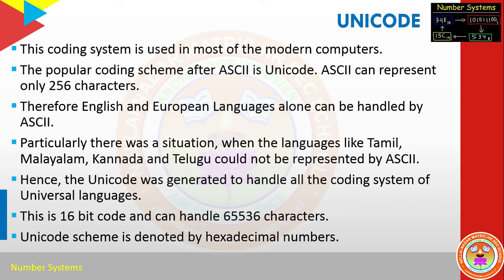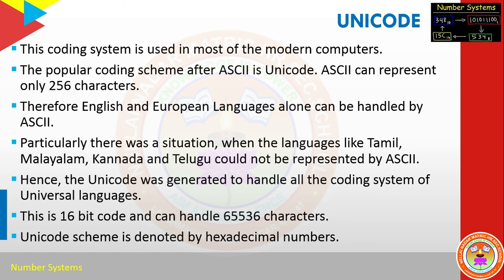The popular coding scheme after ASCII is Unicode, because ASCII can represent only 256 characters. Therefore, English and European languages alone can be handled by ASCII values. There was a situation when languages like Tamil, Malayalam, Kannada, Telugu could not be represented by ASCII. Hence, Unicode was generated to handle the coding system for universal languages, so you must follow the instructions through a universal language like English.